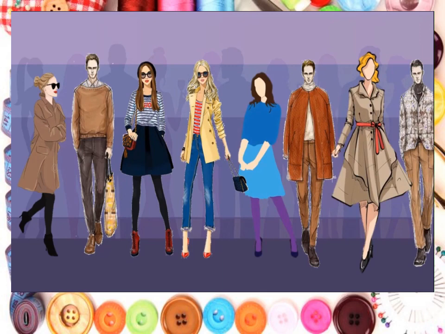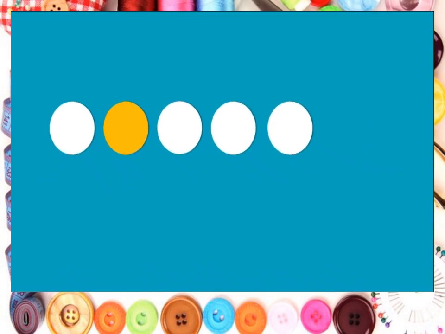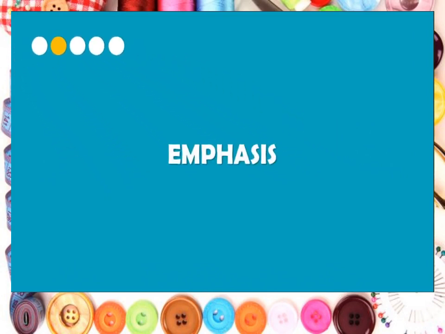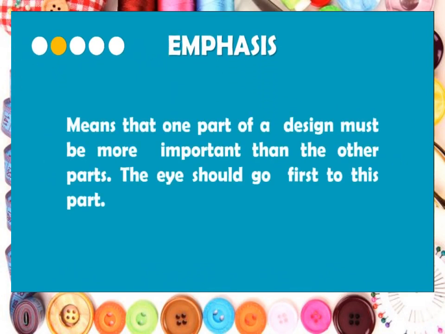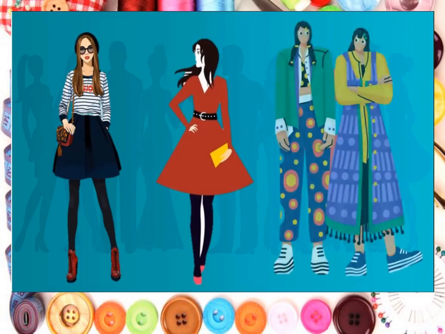Unity is a difficult principle to define. The important thing here is a goal for overall look. What your eye is drawn to on any outfit is considered to be emphasis. It means that one part of a design must be more important than the other parts. The eye should go first to this part. It could be anything that you focus on, from a horizontal stripe, a belt, a jewel, or contrasting colors.